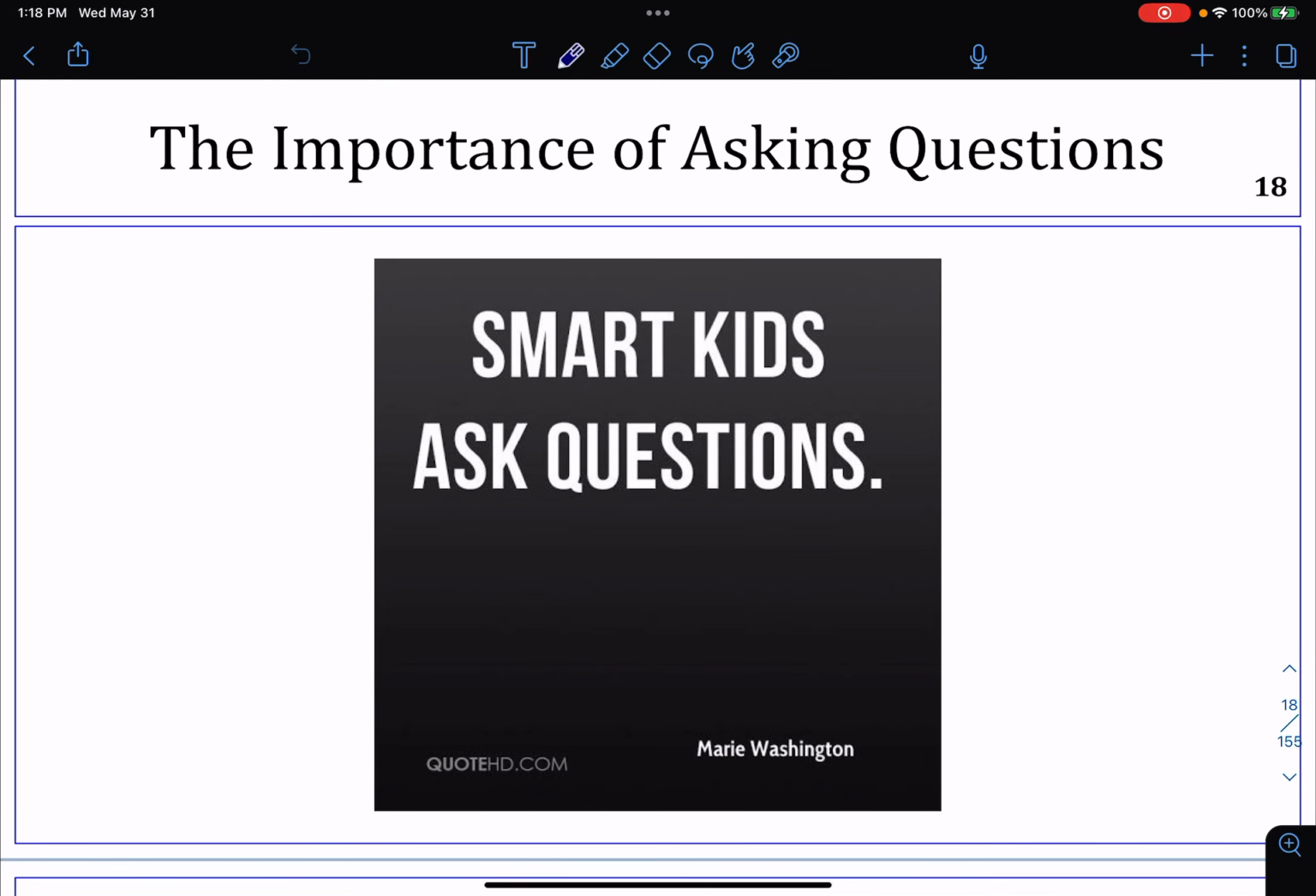Smart kids ask questions. And not only do smart kids ask questions, smart kids also go to tutoring to ask their better questions and gain a deeper understanding of chemistry.